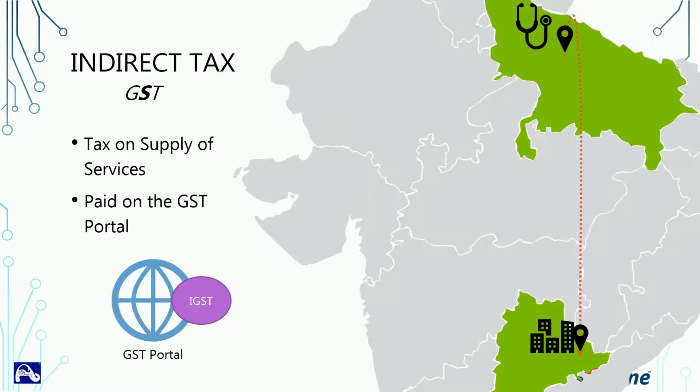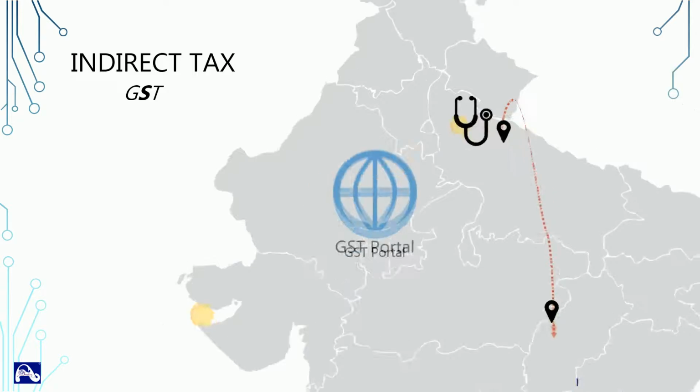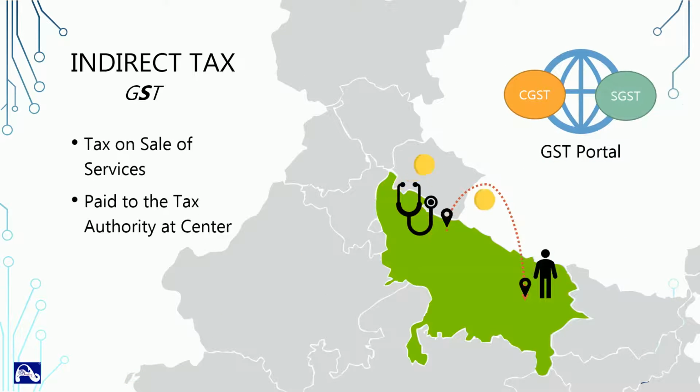Finally, the taxation in services has changed completely. Previously, it was paid to the center. Now, a supply of service has been put at par with that of goods. If it is interstate supply of services, IGST is charged and is paid on the GST portal. And in intrastate supply of services, like in this case, supply of services within UP, the tax is paid in 2 heads, CGST and SGST, on the GST portal.